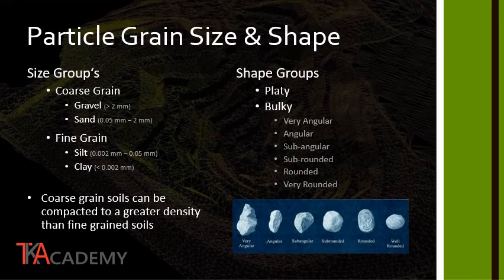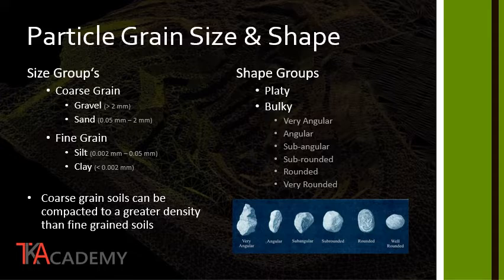Soil solids are categorized based upon the particle grain size and shape. The soil's particle grain size will determine whether it is a coarse grain or fine grain material. Coarse grains include gravel and sand, while fine grains are silts and clays, with gravel being the largest particle size, down to clays being the smallest. Coarse grain materials can be compacted into a greater density than fine grain soils.